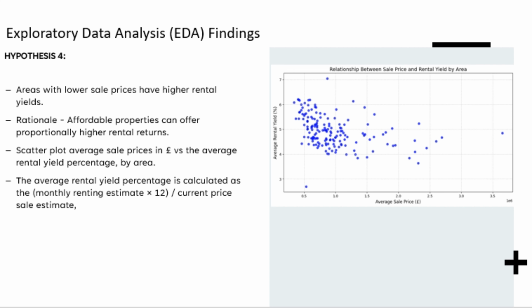The fourth hypothesis that we explored is that areas with lower sale prices have higher rental yields. The rationale behind this is that affordable properties can offer proportionally higher rental returns. This is because the demand for lower priced properties is inelastic, so they can charge proportionally higher rent prices, whereas higher priced properties are generally more elastic in demand. To test this, we plotted a scatter graph with the sale price along the x-axis and the average rental yield percentage by area on the y-axis. We found a negative correlation, which supports the hypothesis that areas and properties with lower sale prices have higher rental yields.